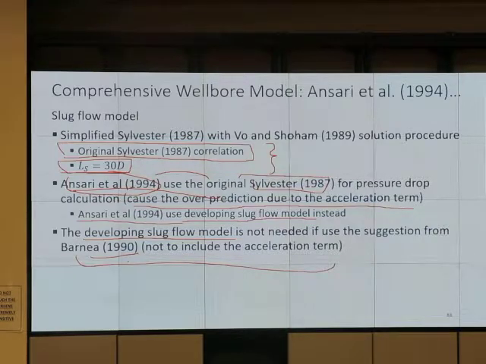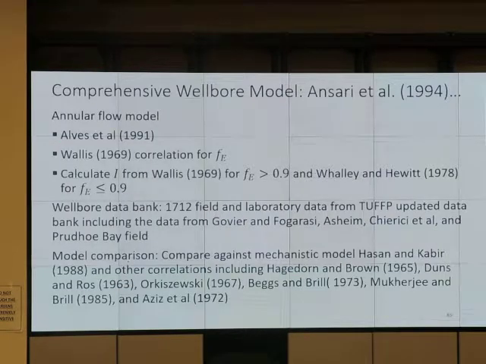So if it is slug flow, they use this. If it's annular flow, they use the Alves model, use Wallace for F sub E, and calculate I from Wallace for FE more than 0.9, and another closure relationship if it's less. So basically it's a bunch of closure relationships they already selected as the best. The user doesn't have any chance to select. If f sub e is more than that, use this. If f sub e is less than that, use this. If you have no idea, go with their model.